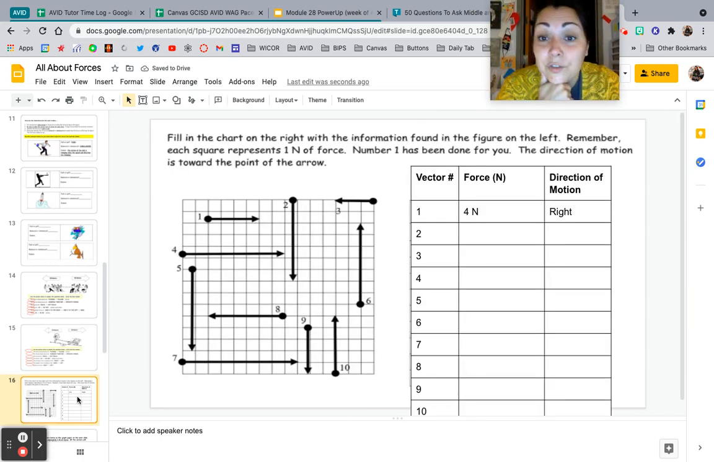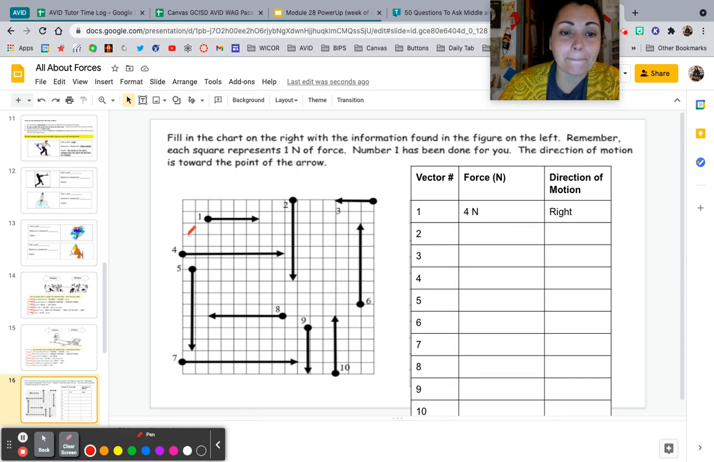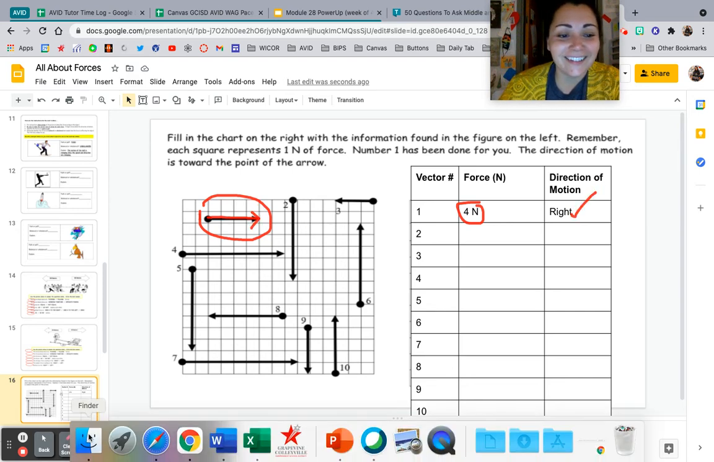Now, here's where we get into it. You're going to fill in the chart on the right here with the information found in the figure on the left. Remember, each graph square represents 1 Newton. We did the first one for you right here. You're going to look at this vector, and you're going to see that it goes 1, 2, 3, 4 Newtons. So I'm going to put that vector 1 goes 4 Newtons. And which way is it moving? It's moving to the right. So I add that to the right.